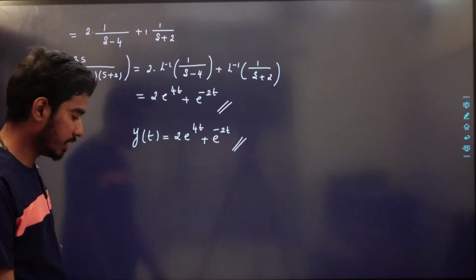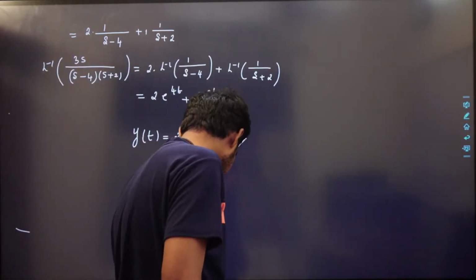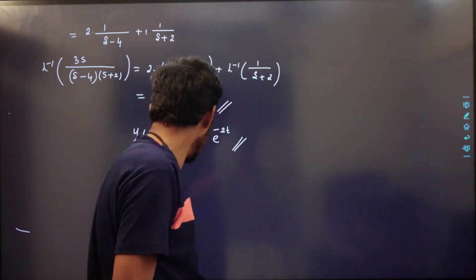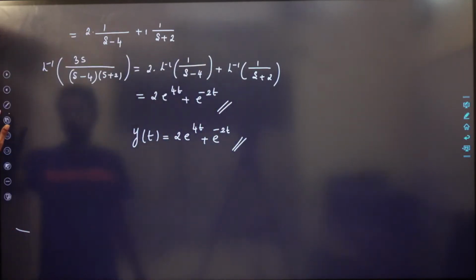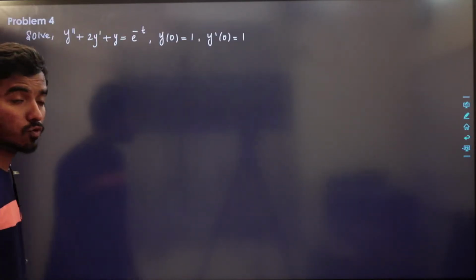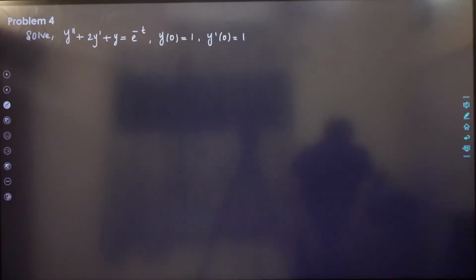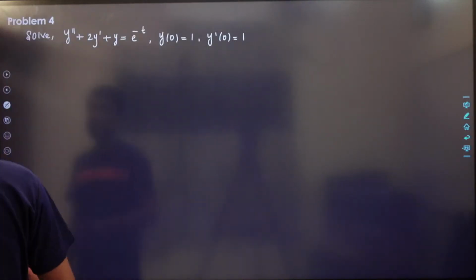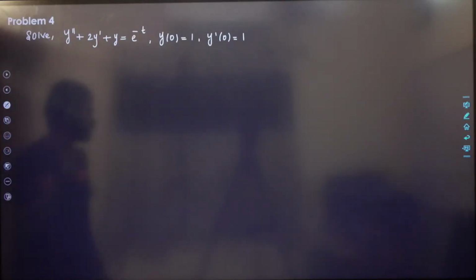This is the required solution, right? Then what next problem? No doubt, right? This is the third problem. Is there any doubt up to now? Okay, so we'll move on to the fourth problem. This is the last problem we're going to solve today, right? We'll continue the fifth problem from next class onwards.